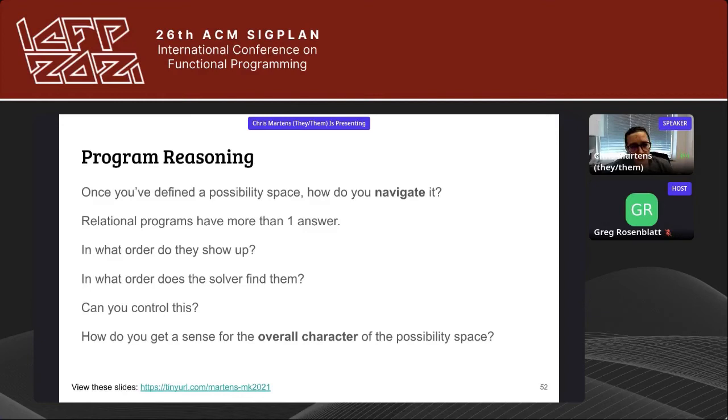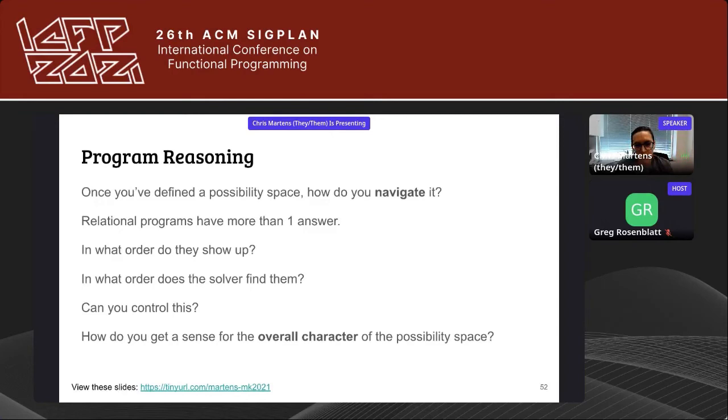Relational programs, as you know, tend to have more than one answer. That's great. That's what makes this whole thing possible. But in what order do they show up when you ask for them? In what order does the solver find them? Can you easily reason about the semantics of a program in terms of what order solutions are likely to show up in? Can you control that in any way? Can you say, I want to ignore this whole branch for now? You can obviously do that by adding new rules, but can you do this in some way that is a little bit more granular without necessarily modifying your whole program?